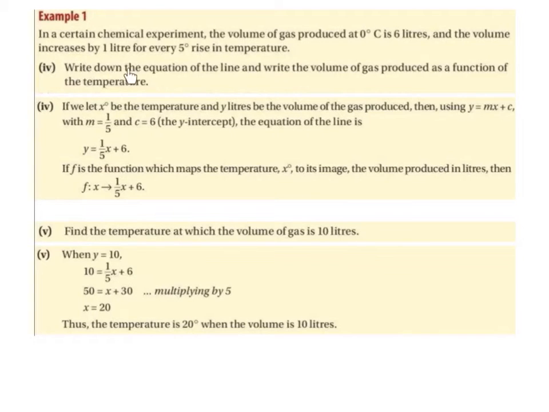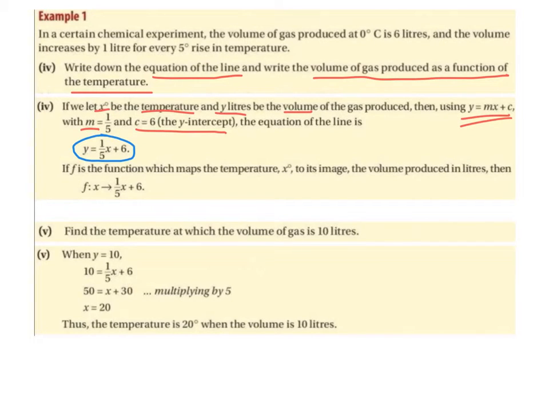Part 4. Write down the equation of the line and write the volume of gas produced as a function of the temperature. So if we let x degrees be the temperature and y litres be the volume of gas produced, then using y equals mx plus c, the equation of a straight line, with m equal to a fifth, m being the slope, and c as the y-intercept, so c equals 6, then the equation of the line is y equals a fifth x plus 6. So x degrees is the temperature, y litres is the volume.